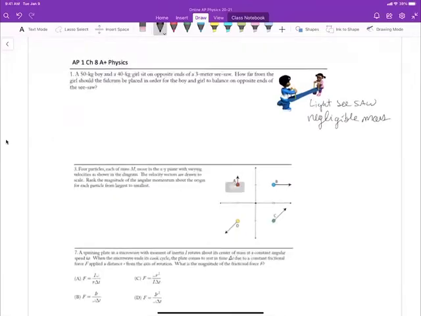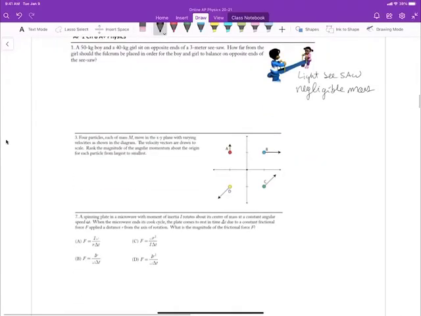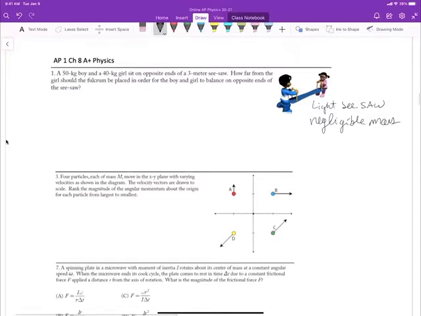All right, this is the second part of that worksheet. A 50-kilogram boy and a 40-kilogram girl sit on the opposite ends of a seesaw. How far from the girl should the fulcrum be in order for the boy and the girl to be balanced?